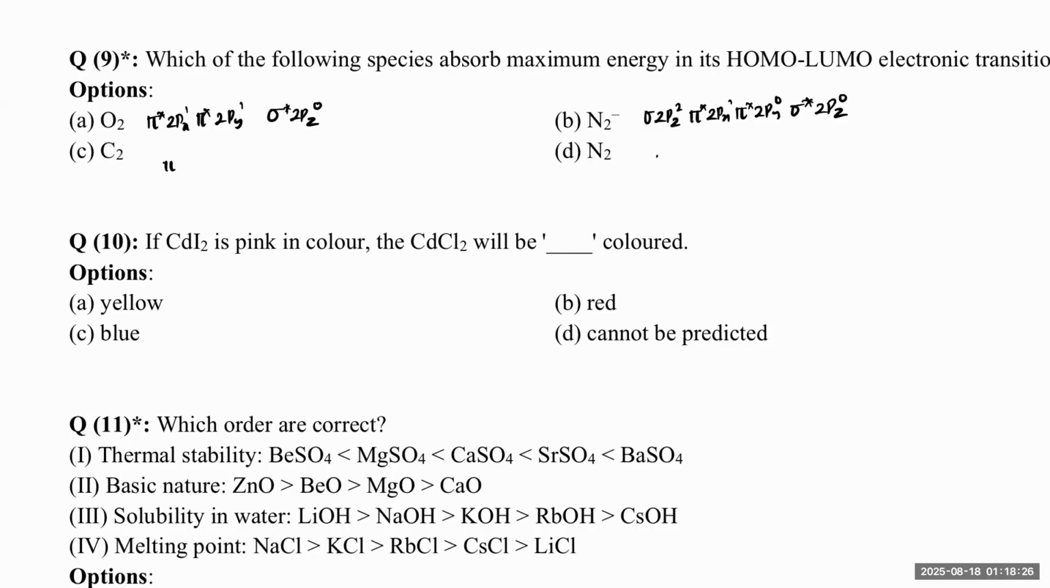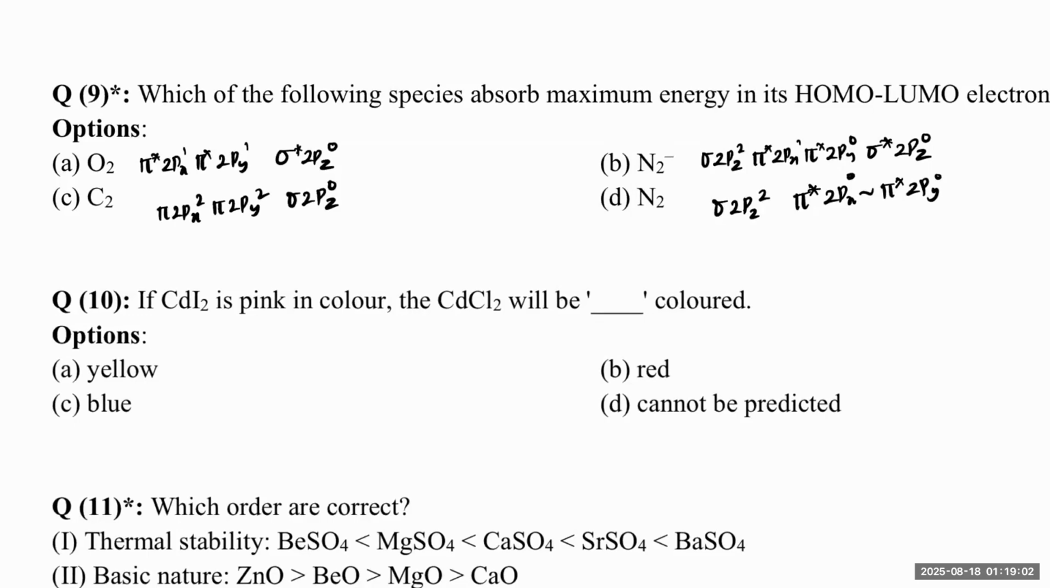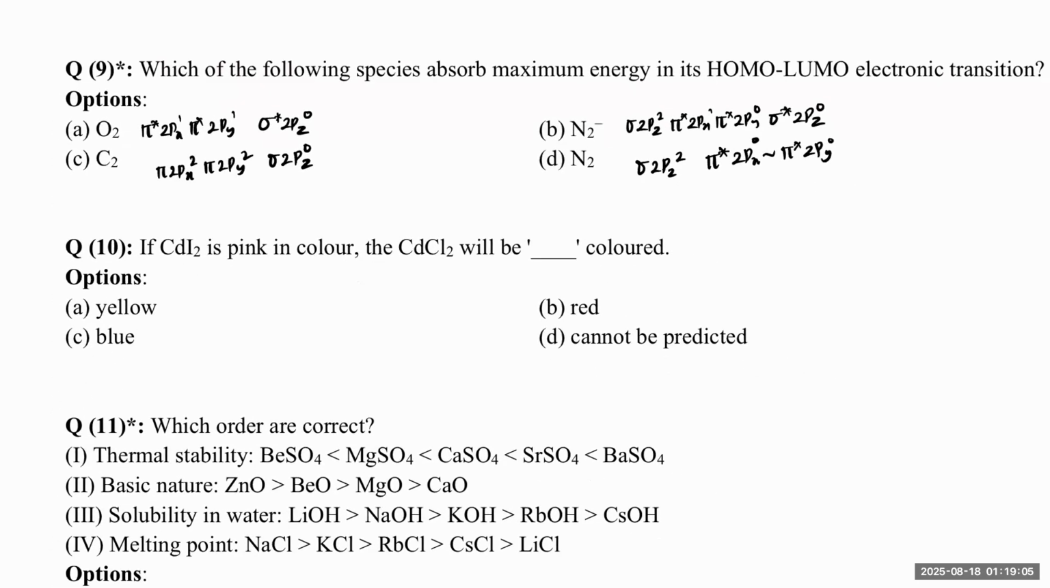This one is pi 2px. Now pi is what we need to have. Pi 2px2 and pi 2py2. This is where 12 electrons get completed, and then we'll have 2pz0. Then we have sigma 2pz2, and then we have pi star 2px and pi star 2py0 and 0. So if you could just recall the last set of energy difference, you can see this is what it is.